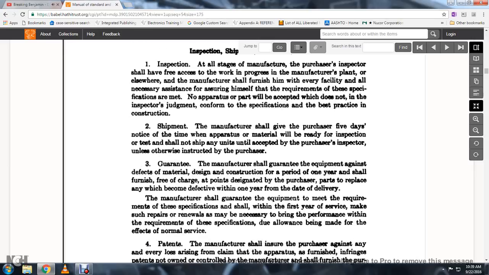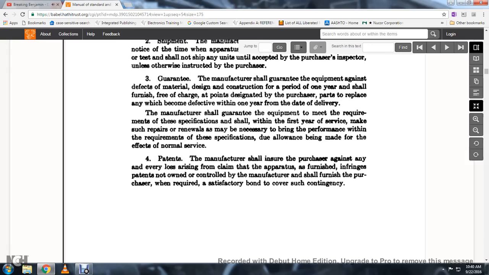3. Guarantee. The manufacturer shall guarantee the equipment against defects in materials, design and construction for a period of 1 year, and shall furnish free of charge, at points designated by the purchaser, parts to replace any which become defective within 1 year of the date of delivery. The manufacturer shall guarantee the equipment to meet the requirements of the specifications and shall, within the first year of service, make such repairs and renewals as may be necessary to bring performance up to the requirements, allowing for the effects of normal service.